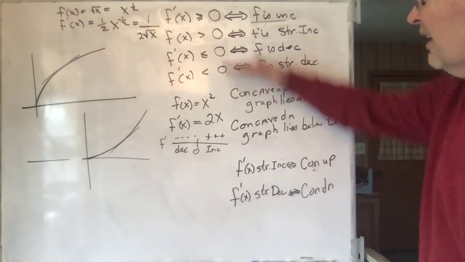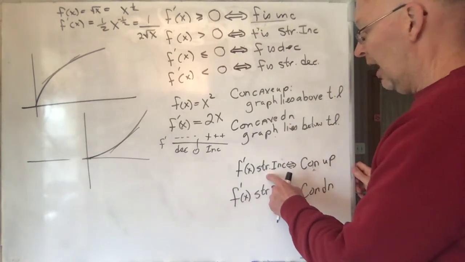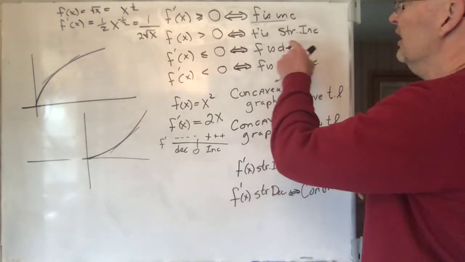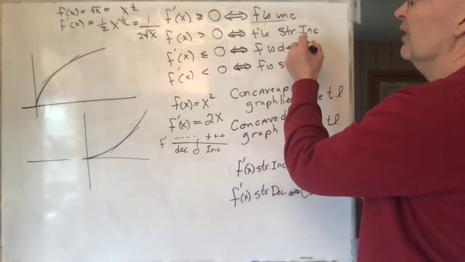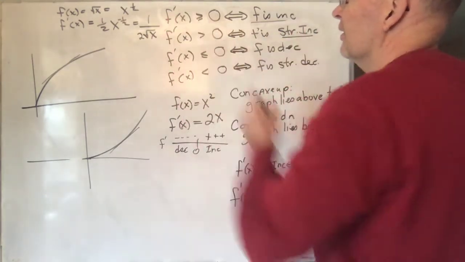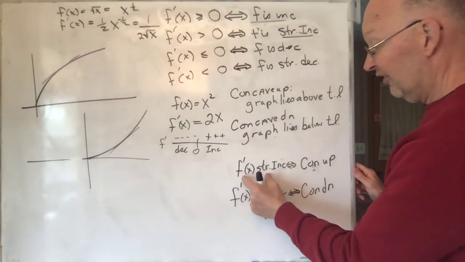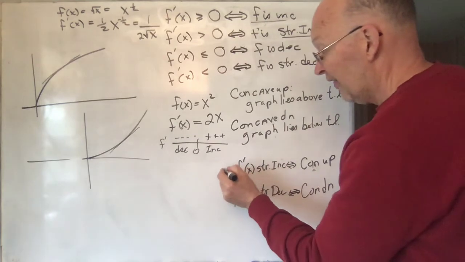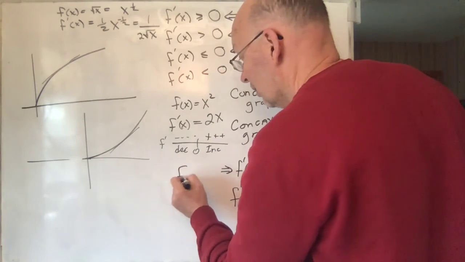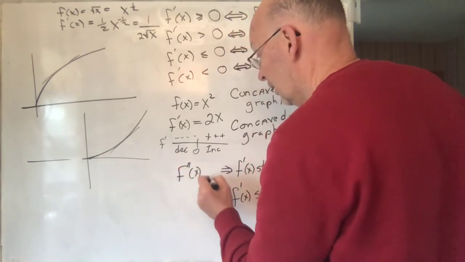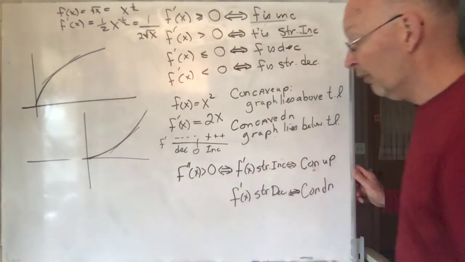Okay, finally, now let's make use of this. What do I know about any function? I know that if any function is strictly increasing, then its derivative is positive. Since this function is strictly increasing, that means that its derivative, what is the derivative of this function? The second derivative must be positive. And again, goes both ways.